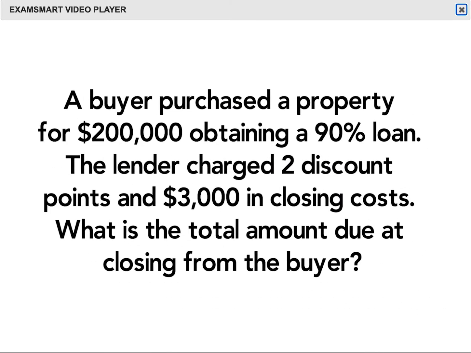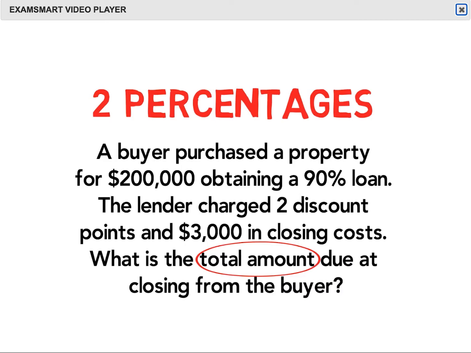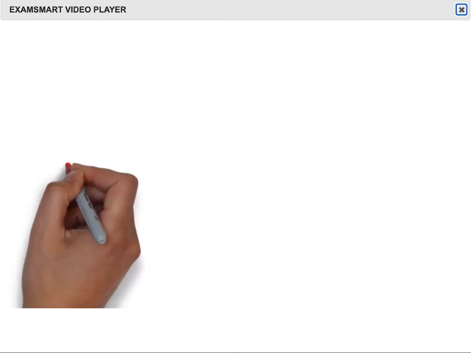A problem might say that a buyer purchased a property for $200,000, obtaining a 90% loan. The lender charged 2 discount points, once again that's 2%, and $3,000 in closing cost. What is the total amount due at closing from the buyer? Notice the key words, the total amount due. This problem has 2 percentages, so once again we draw 2 T's.